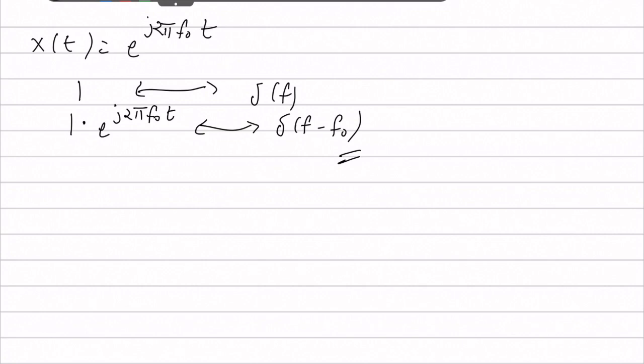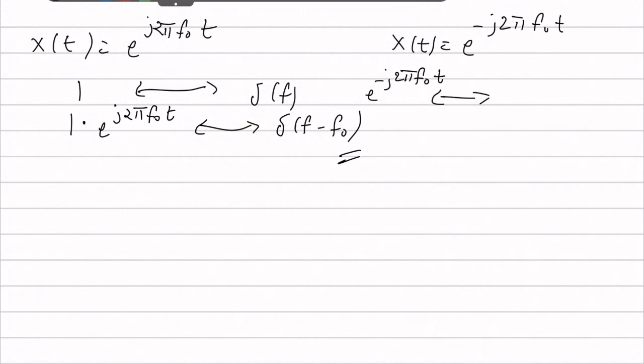So similarly, if we have x(t) equal to the complex exponential e raised to the negative j 2 pi f naught times t, then we'll have the following transform pair. In the time domain, e raised to the negative j 2 pi f naught times t. Then in the frequency domain, we have delta of f plus f naught. Okay?